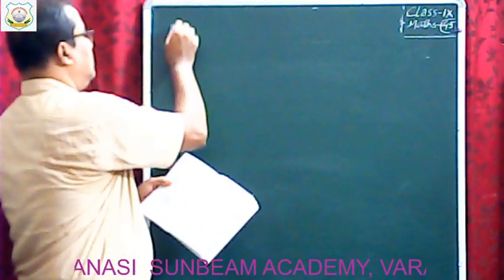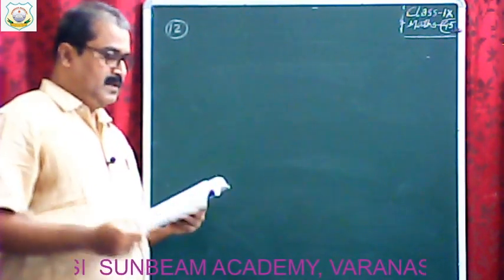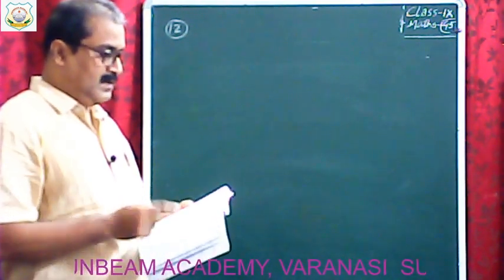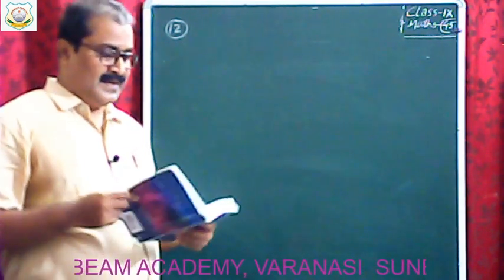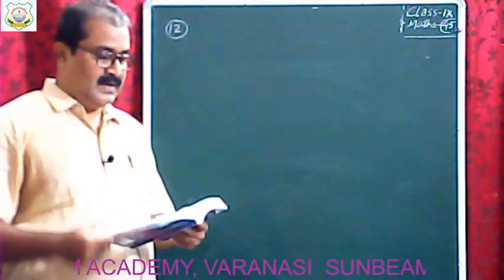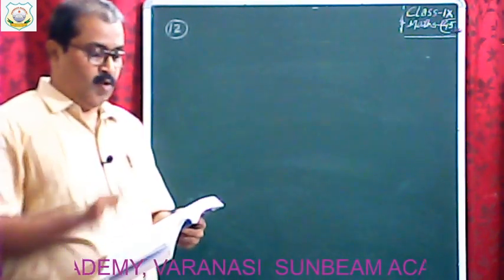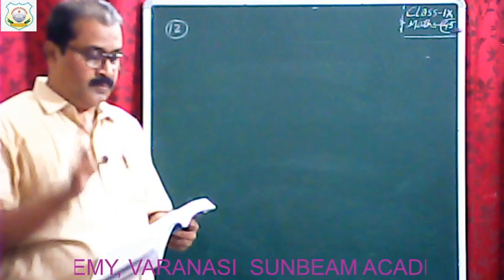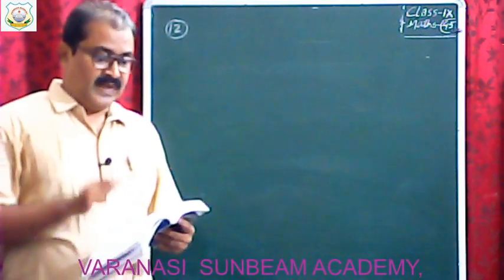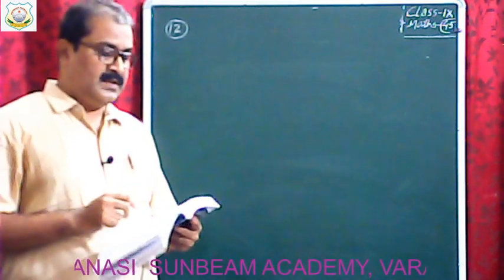Question number 12. The perimeter of a triangle is 50 centimeter. One side of the triangle is 4 centimeter longer than the smallest side, and the third side is 6 centimeter less than twice the smallest side. Find the area of the triangle.